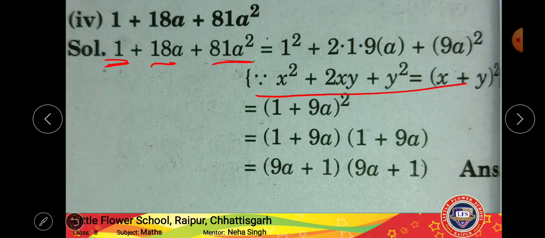Now 1 is x and y is 9a, so x plus y whole square is 1 plus 9a whole square, or 9a plus 1 whole square, right? 2 plus 3 and 3 plus 2 are the same. So similarly I have written this. Till here also, if you are writing the answer, it is correct.